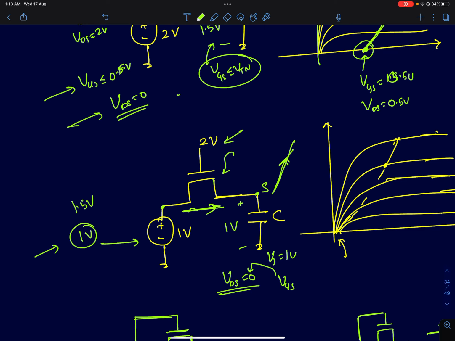Okay, we can show that on an ID versus VDS graph. You start from, say, this is 2 volts of VGS and 1 volt of VDS, and both VDS and VGS decrease. I mean, this is the graph, say, corresponding to VGS equal to 1 volt, but VDS has by then become 0. Okay, so the device stops conducting and the capacitor voltage stays at 1.